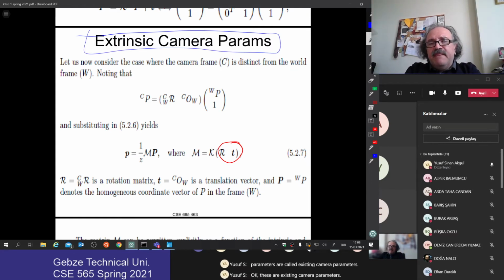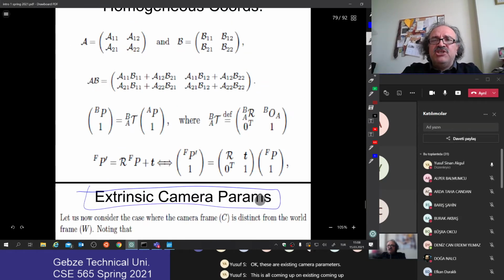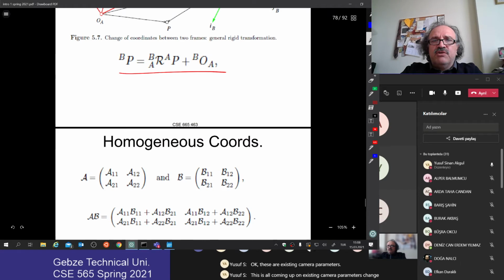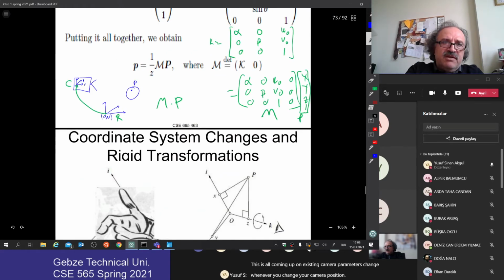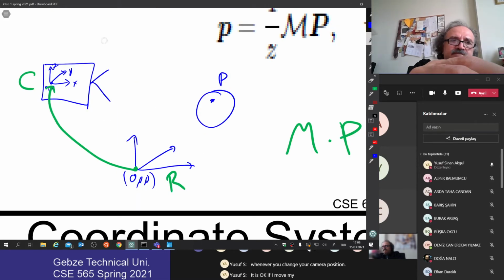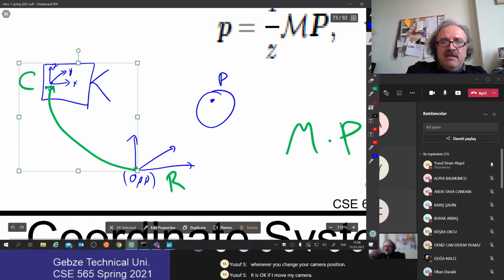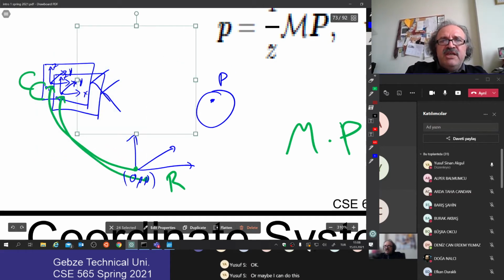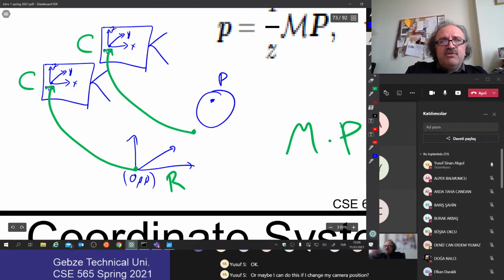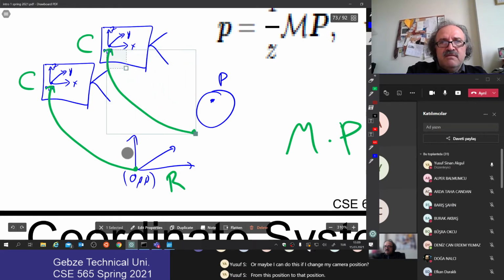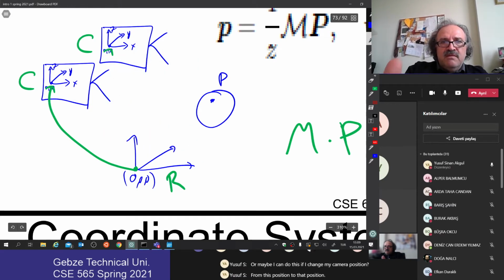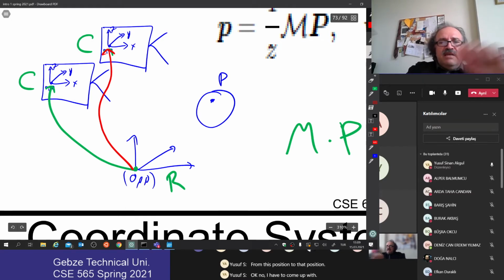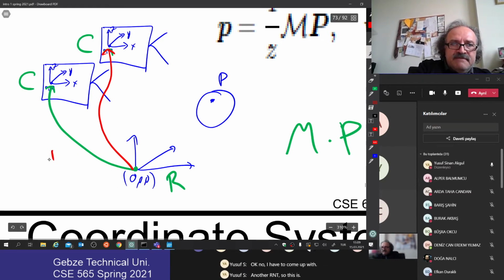Extrinsic camera parameters change whenever you change your camera position. Where is my picture? Camera picture. Okay, here it is. If I move my camera, or if I change my camera position from this position to that position, now I have to come up with another R and T. So this is R2 T2 and this is R1 T1.